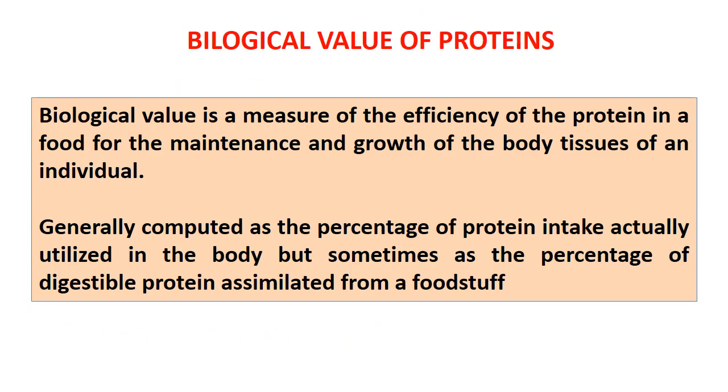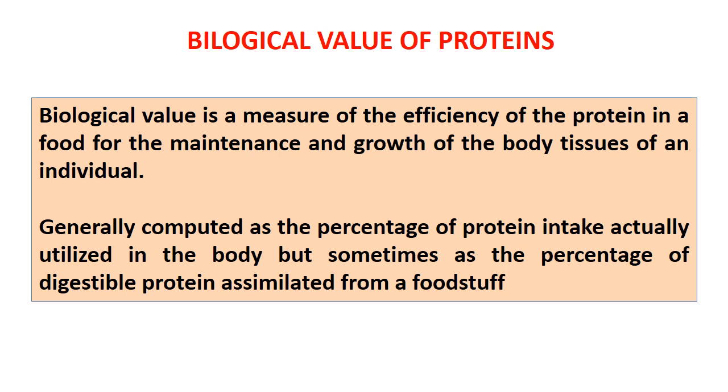Now here I will briefly explain the biological value of protein, because in the previous slide I spoke about the quality of protein, and one of the indicators is biological value. So let us understand what biological value is. Biological value is a measure of the efficiency of the protein in a food for the maintenance and growth of the body tissues of an individual. So biological value indicates the efficiency of the protein we take as food in its role for maintenance and growth of body tissues. Generally it is computed as the percentage of protein intake actually utilized in the body.